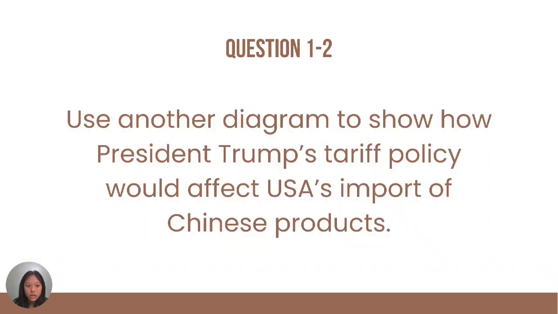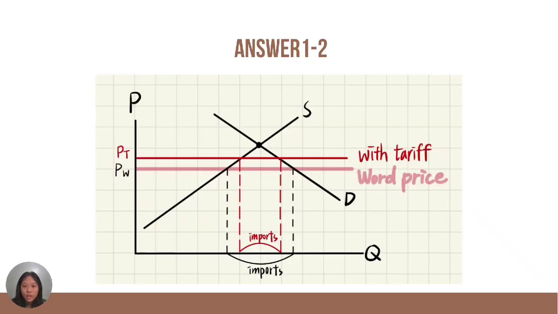Question 2 is, use another diagram to show how President Trump's tariff policy would affect USA imports of Chinese products. If Trump orders the imposition of tariffs on Chinese products, the price will lie between free trade and no trade. The quantity of imports will be smaller than the quantity with free trade.